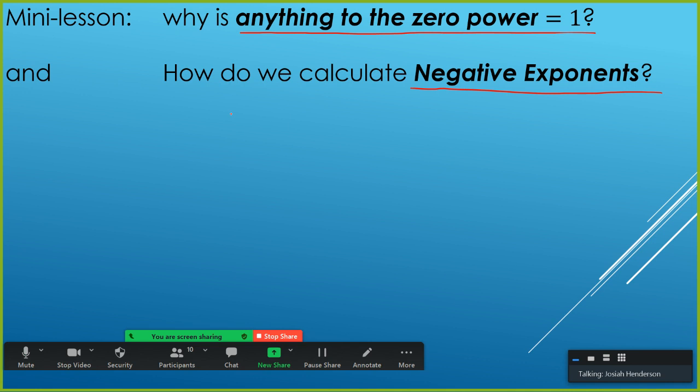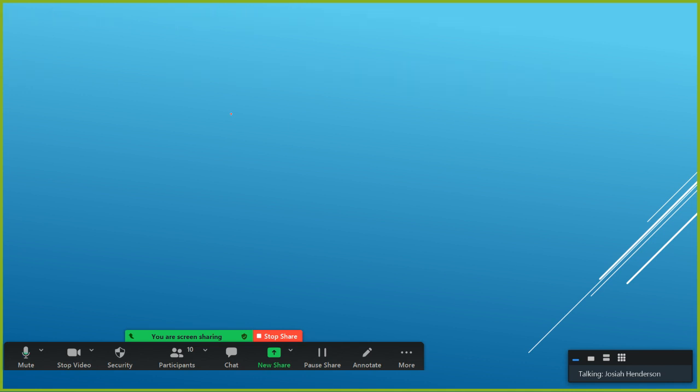Totally. I love that. Here, let me go to a blank screen. Levi's saying anything times 1, an earlier rule that we learned, right? Like, let's say 5 times 1, still 5. And why is that? Because multiplying by 1 doesn't change anything. It is very similar.